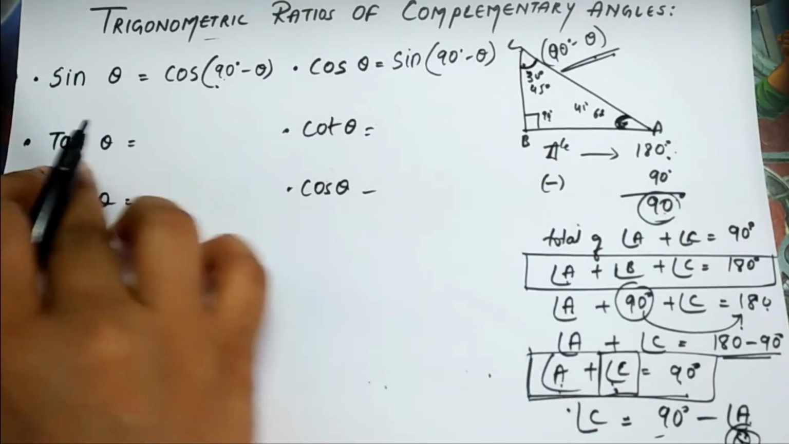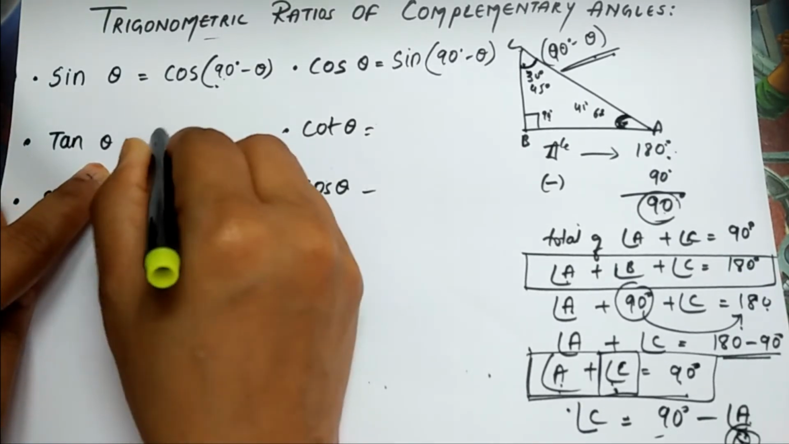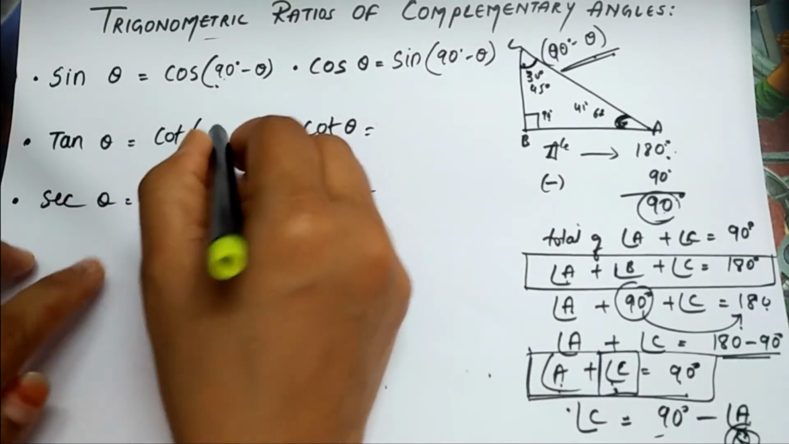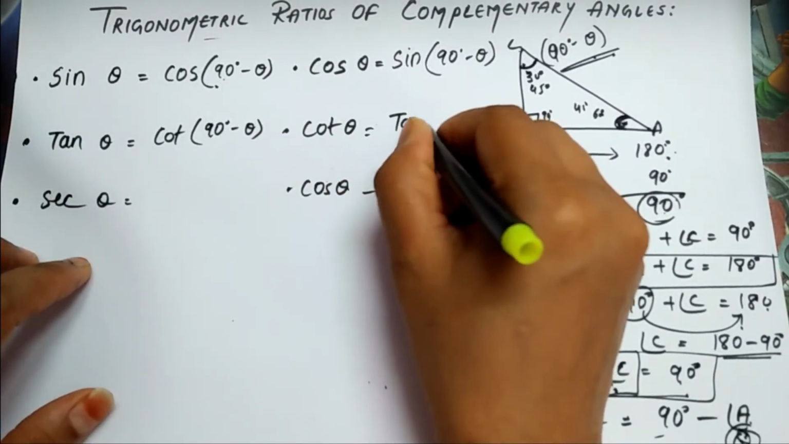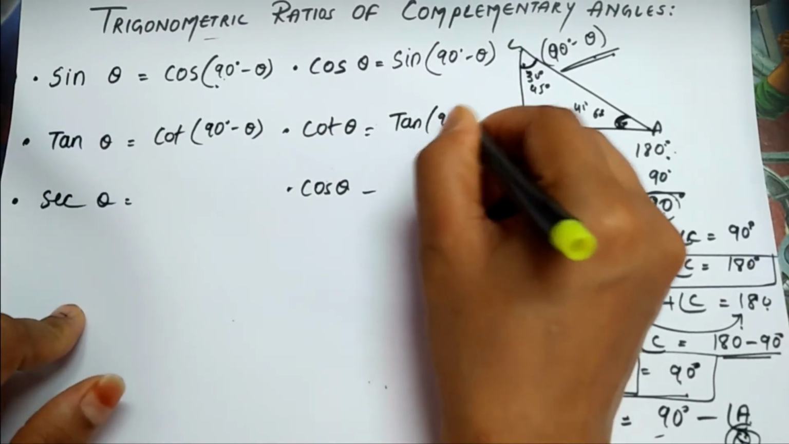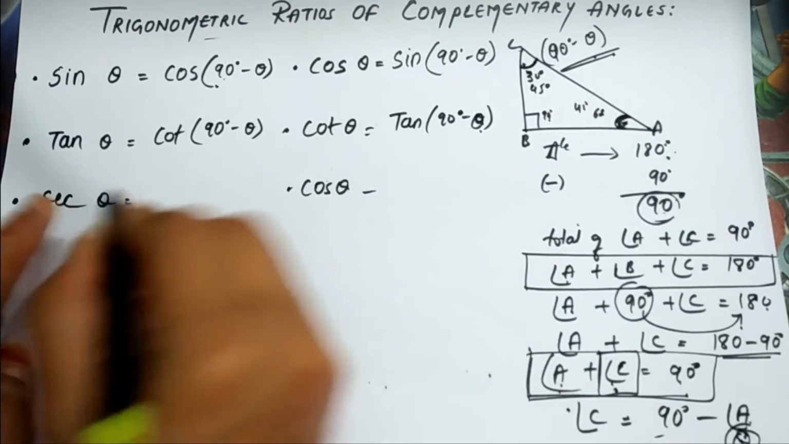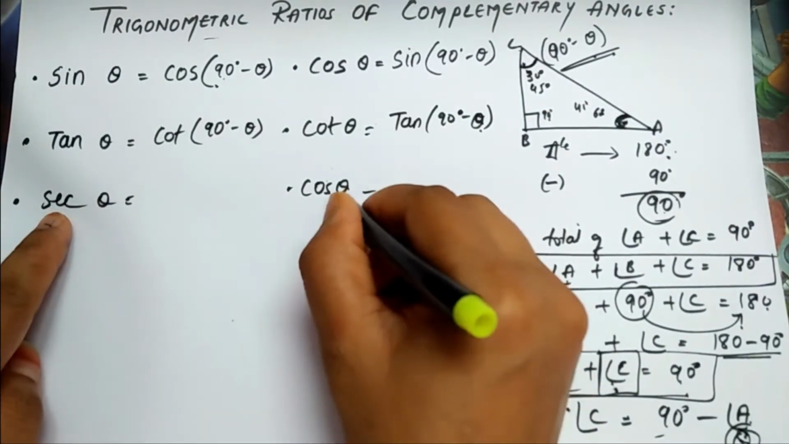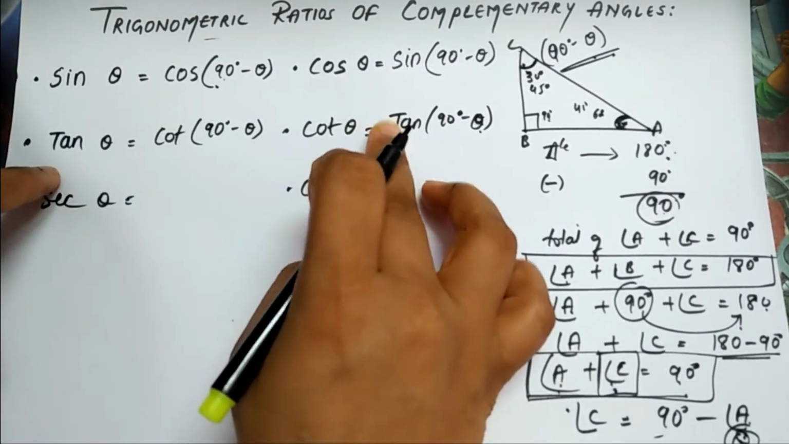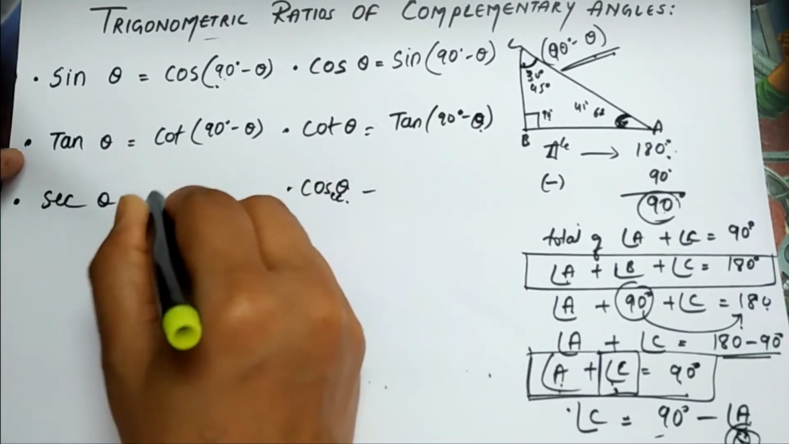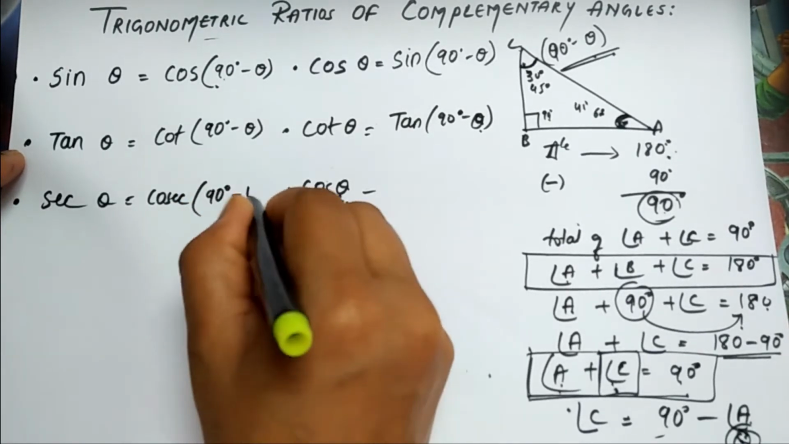This one is clear. Next is tan theta. Now you can simply say that tan theta will be equal to cot of 90 degrees minus theta. Cot is nothing but the opposite: cot theta is tan of 90 degrees minus theta. Then secant. Sine and cos are paired up, tan and cot are paired up, and here secant and cosecant will be paired up. So secant theta will be cosecant of 90 degrees minus theta.